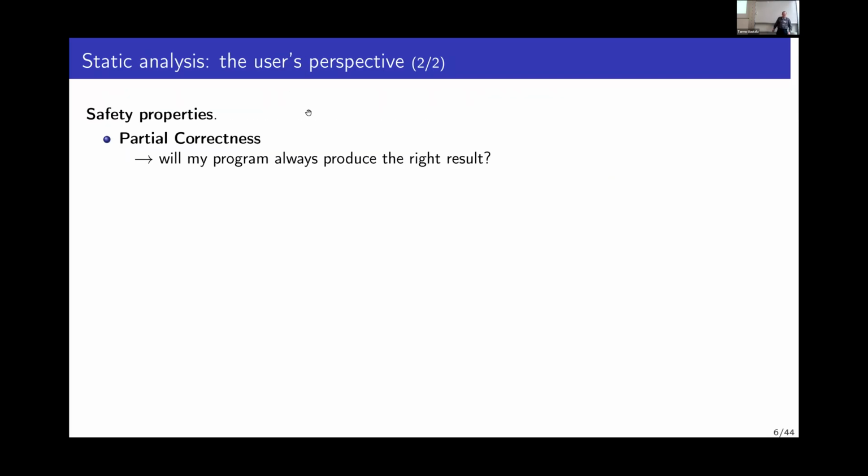More properties. Safety. So safety, well, is important because termination tells you will get an answer, but it doesn't tell you anything about whether it's the right answer. If I'm just supposed to write a program that's terminating, that's very easy. Return 0, you have an immediate answer. It may just not be what you're expecting. So an important safety property is partial correctness. Will the program always produce the right result?